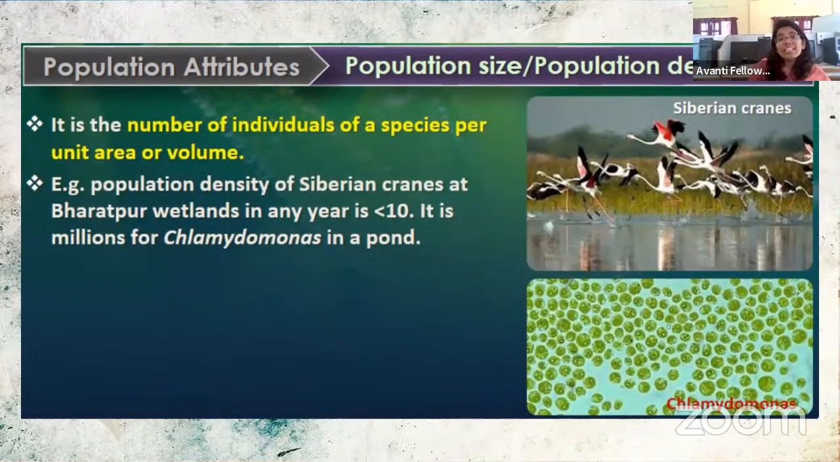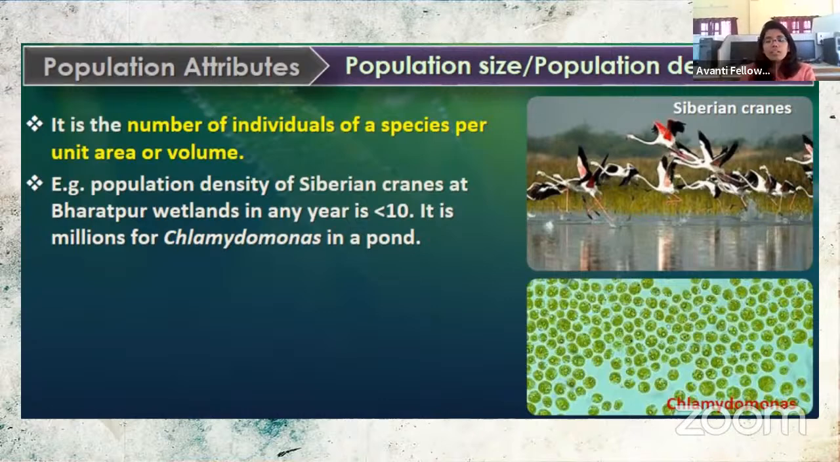Next is population size, also called population density. Just now I told you what population size or population density means. It is the number of individuals of a species per unit area or volume. In a particular area or volume, if we are growing any organism in laboratory conditions, then we consider volume. If we are seeing the population size in a larger area, then we consider unit area. In this particular unit area, how many individuals are there? This is one way of calculating population size, the number of individuals.